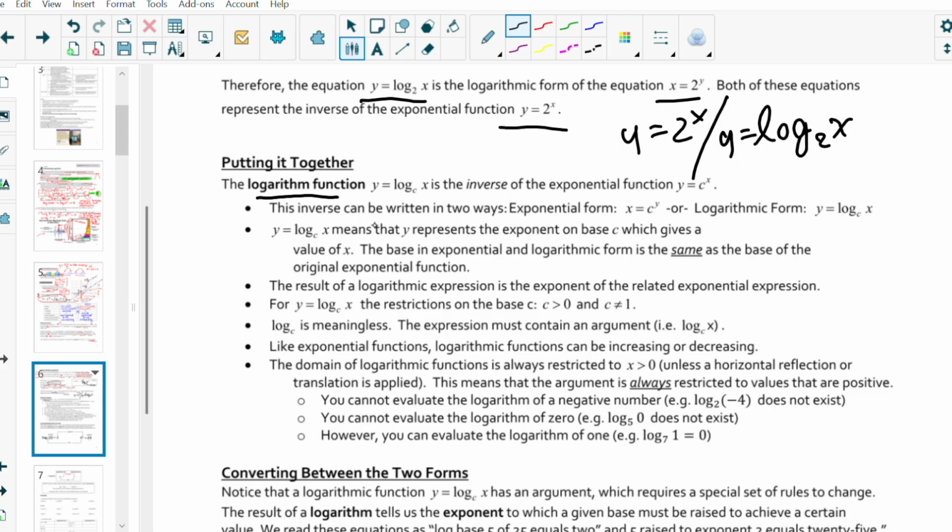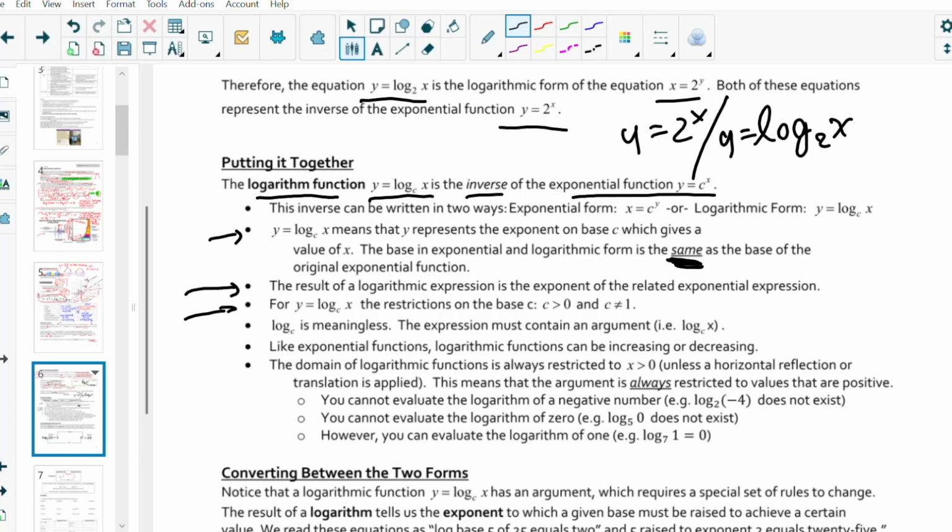Okay, putting it all together, the logarithm function y equals log base c of x is the inverse of the exponential function y equals c to the x. Y equals log base c of x means that y represents the exponent on base c, which gives a value of x. The base in exponential and logarithmic form is the same, just like I said, as the base of the original exponential function. The result of a logarithmic expression is the exponent of the related exponential expression.